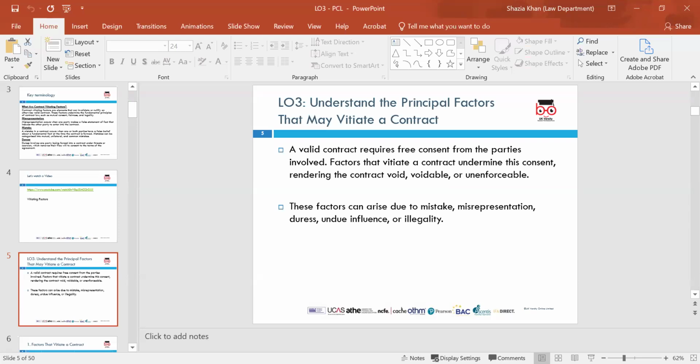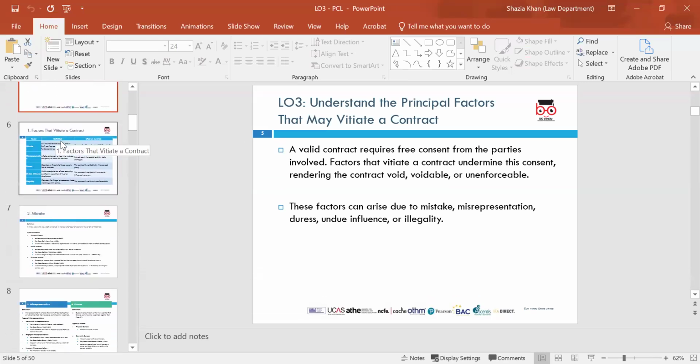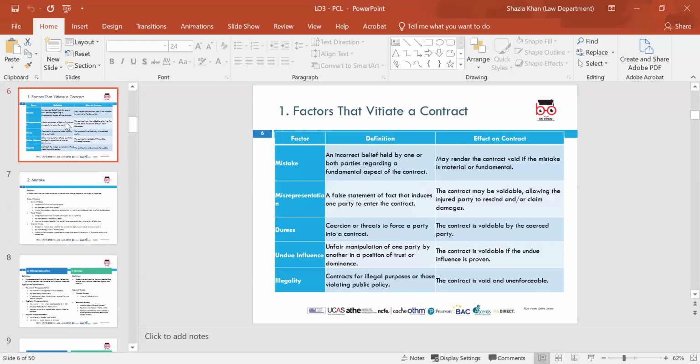And there are, like we said, five main factors that could do this: mistake, misrepresentation, duress, undue influence and illegality. And we'll go through them in more detail so you've got a little bit of an idea what each one covers. So, like we said, factors that vitiate a contract.